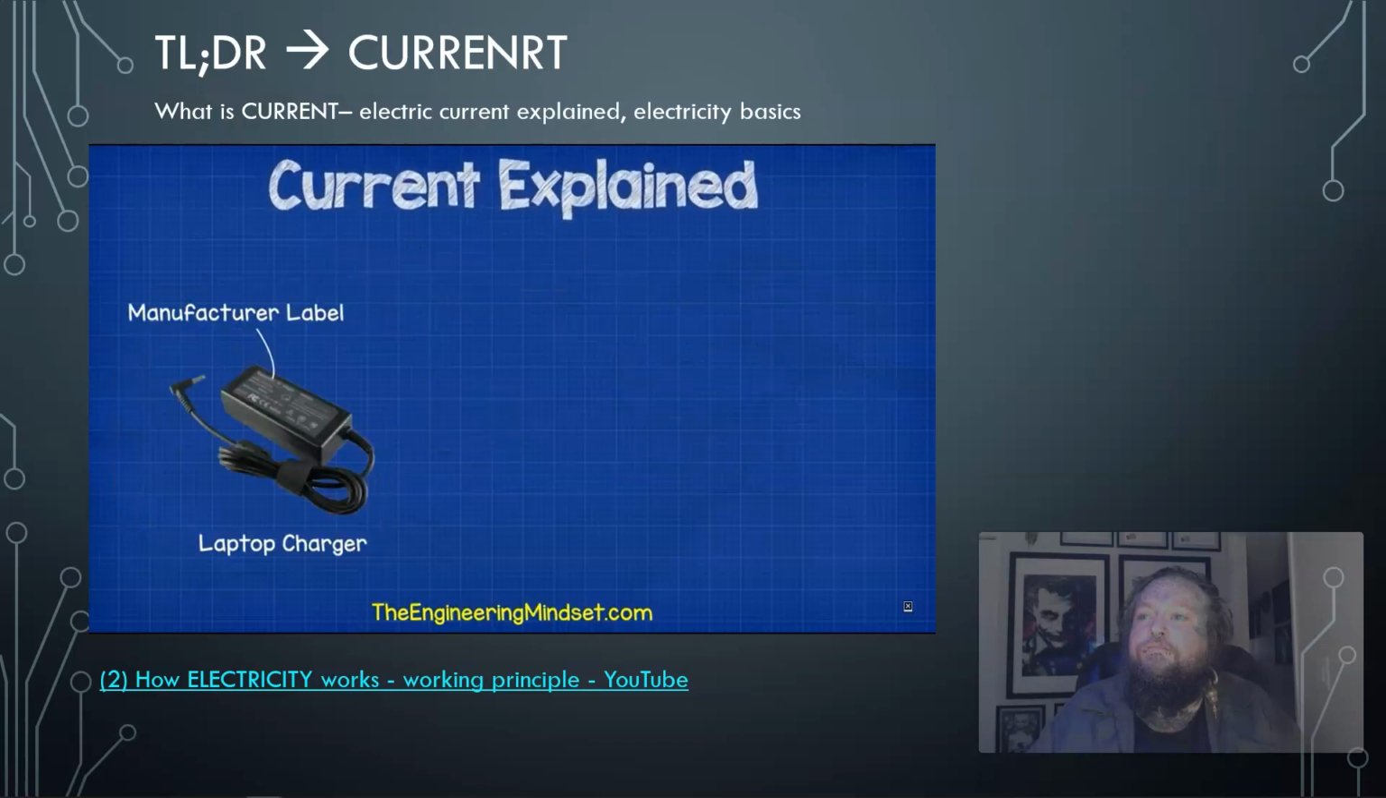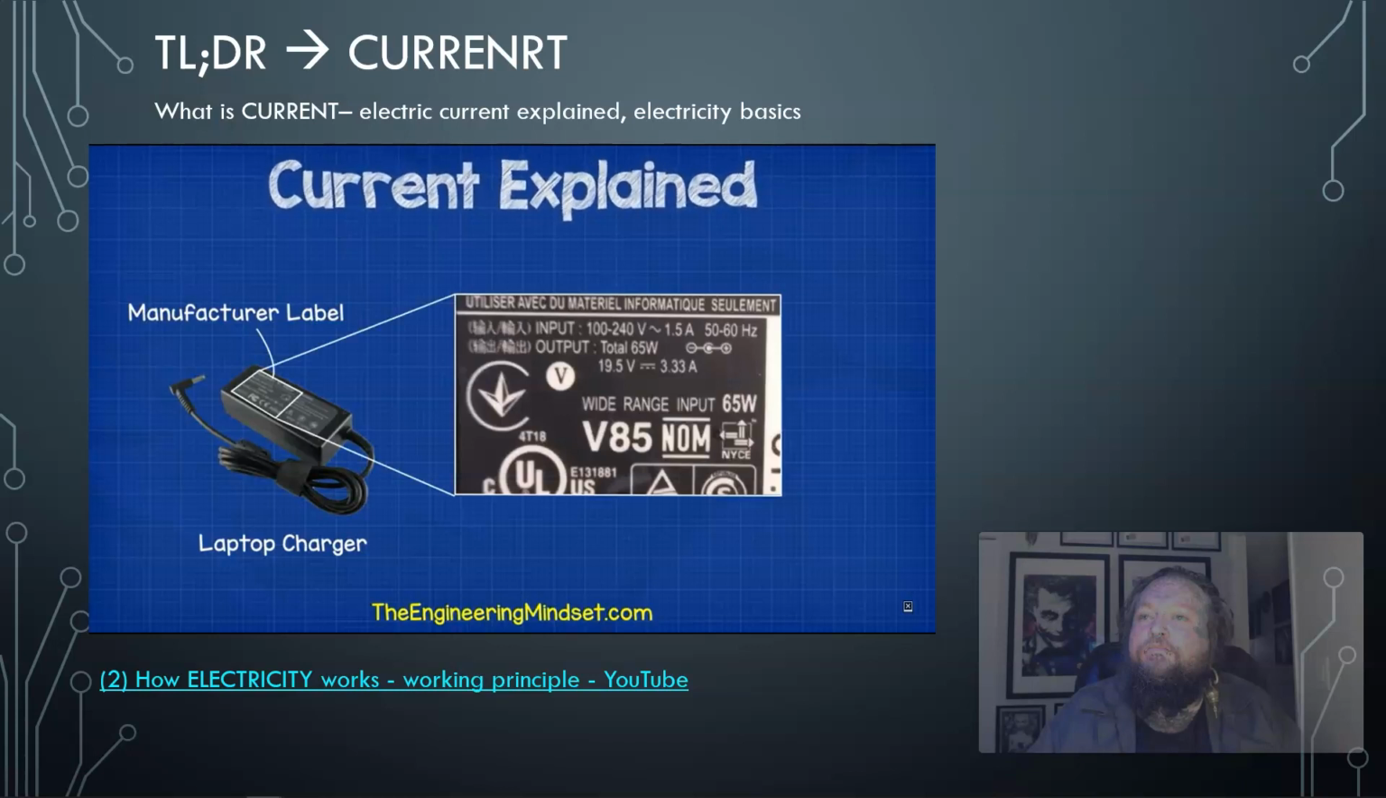If you look on the plugs of your electrical devices, you should find labels from the manufacturers which tell you what the product is designed to handle. For example, this laptop charger tells us that for the device to work, it needs an input of between 100 and 240 volts and 1.5 amps of AC or alternating current. The charger will then convert this to give an output of 19.5 volts and 3.3 amps of DC or direct current.